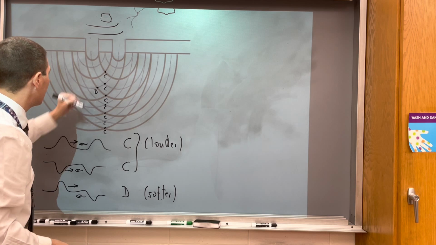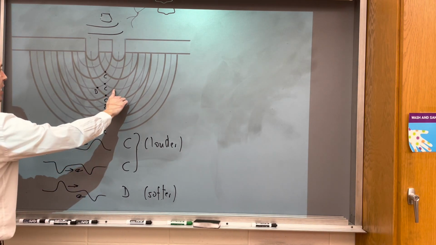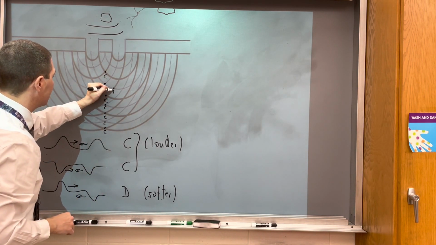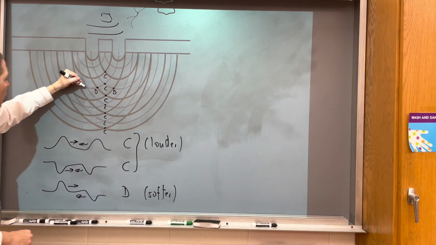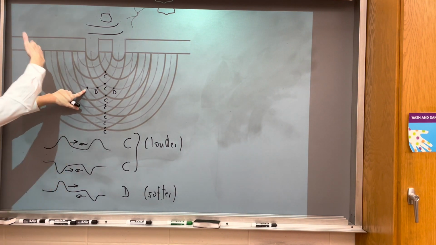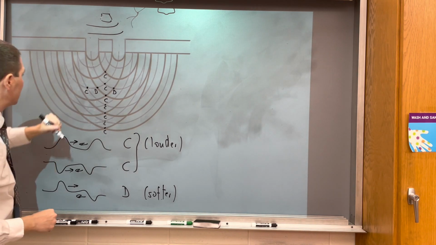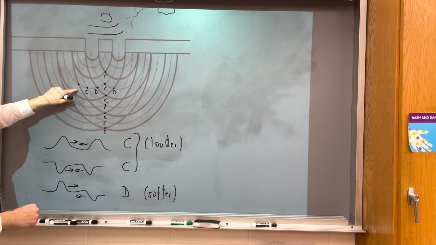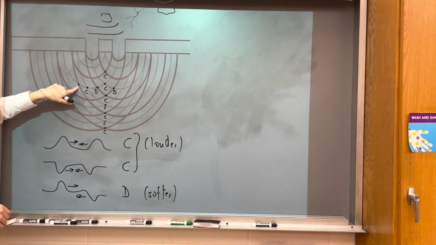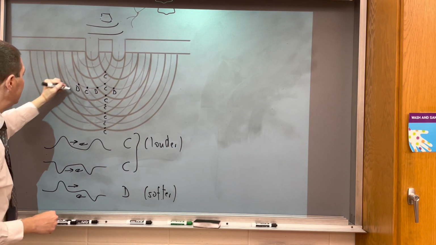So I'll put a D there for destructive. And then over here, that's a crest overlapping a trough. That's going to be destructive as well. So what would this location be here? That's a trough overlapping a trough. Would that be constructive or destructive? Sure, that's going to be constructive. What about this point over here? That's a trough overlapping a crest. That's going to be destructive.